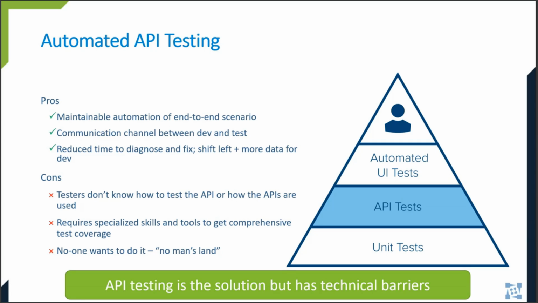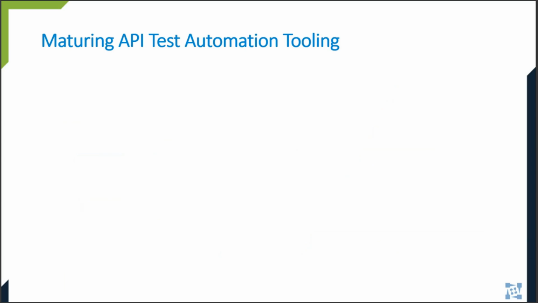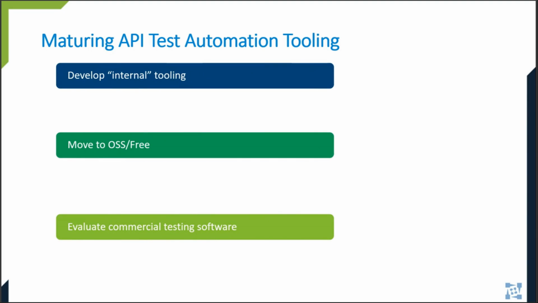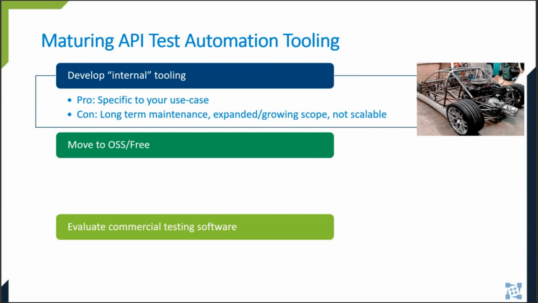API testing is a solution for the cost associated with automated testing, but it has these technical barriers. So what we typically see is that organizations go through this maturity process when it comes to selecting automated tooling. They first start by developing an internal solution. Now, these are great because it does exactly what your organization needs. You can build it for the technologies that you have, and you can leave everything else out. As I said, it's good because you can target those specific use cases and build in the automation and the reports that integrate with your systems.